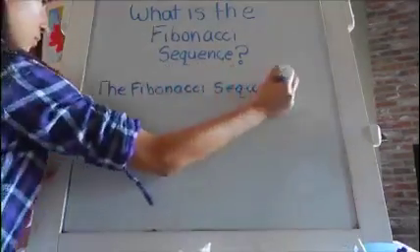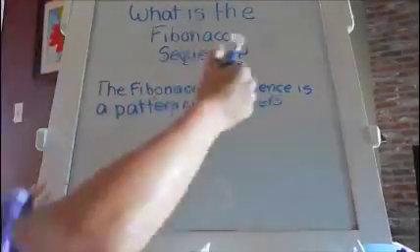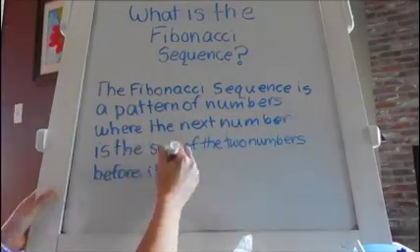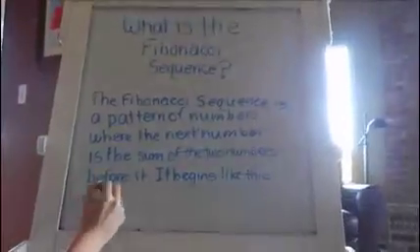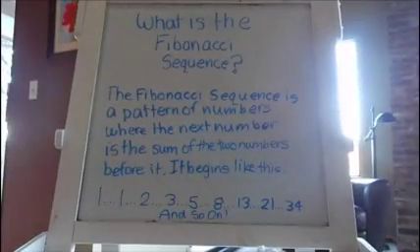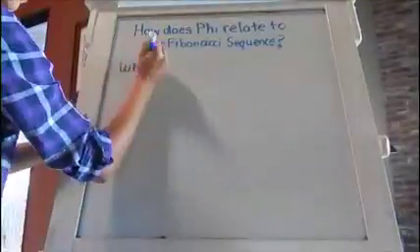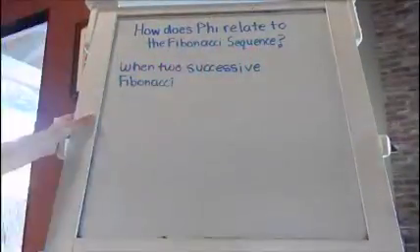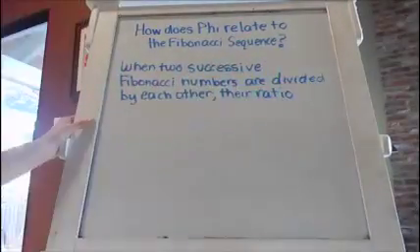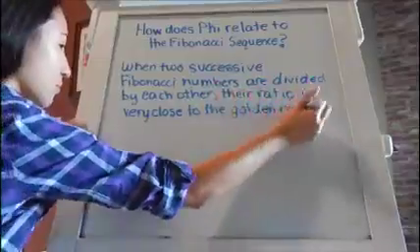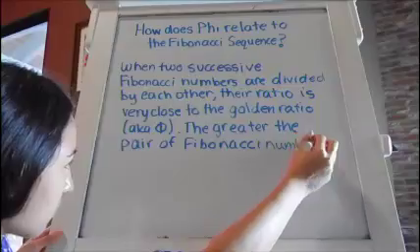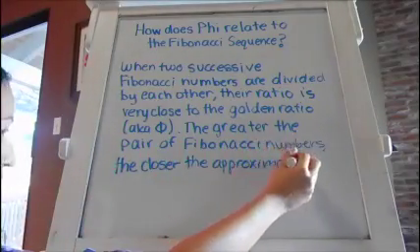The Fibonacci sequence is a pattern of numbers where the next number is the sum of the two numbers before it. It begins like this. When two successive Fibonacci numbers are divided by each other, their ratio is very close to the golden ratio, aka phi. The greater the pair of Fibonacci numbers, the closer the approximation to the golden ratio.